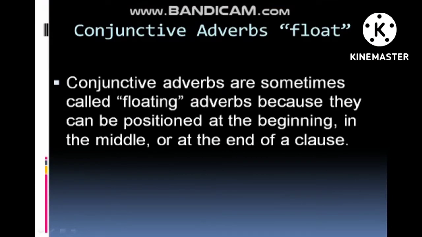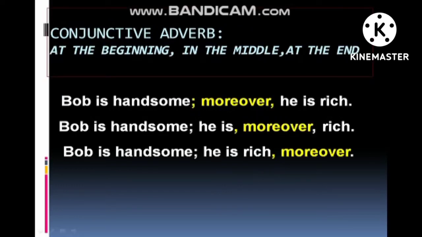Conjunctive adverbs are sometimes called floating adverbs because they can be positioned at the beginning, in the middle, or at the end of a clause. How? Look at the examples. After that you will be able to understand this. These are the examples.